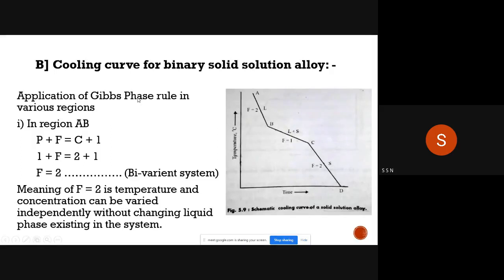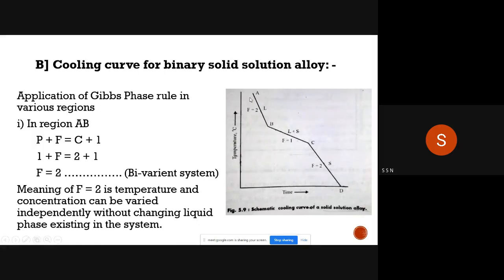And the meaning of F equal to 2 is temperature and concentration, because pressure is constant. That's why we have written in equation 1 here, instead of 2, we have written 1. Pressure is constant, so the only degrees of freedom possible will be 2, and these 2 are for temperature and concentration. So F equal to 2 means the temperature and concentration can be varied independently without changing the liquid phase existing in the system.